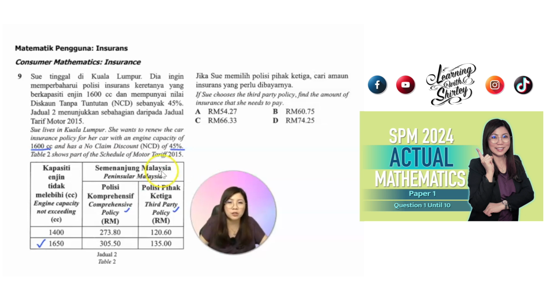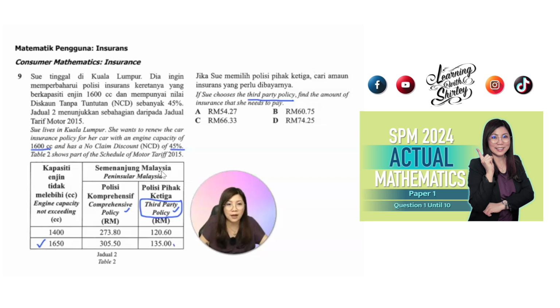Okay, so if Sue chooses the third party policy, find the amount of insurance that she needs to pay. So she only bought third party. So she buys third party policy. Anything happens to her car, she won't get any compensation. But if she hits someone else's car in front of her, then the third party, which is the car hit by her, will get the compensation. Okay, so this is the amount that she has to pay.